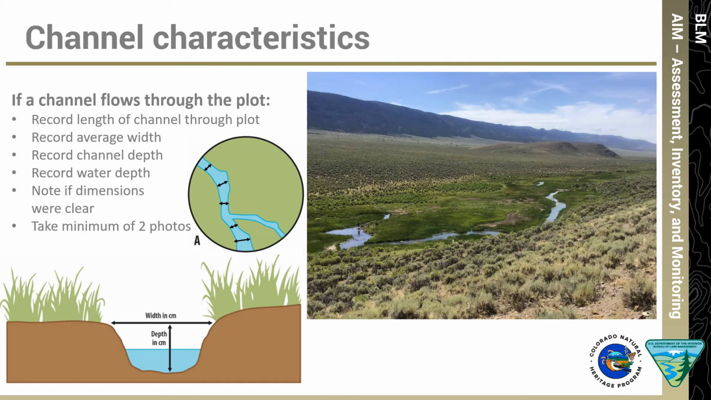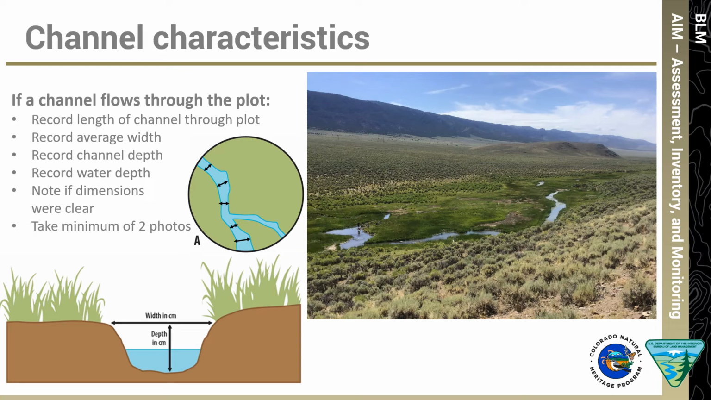If a channel flows through the monitoring plot, you will need to record its characteristics. If there are multiple channels within the plot, take measurements on the widest dominant channel. Measurements include channel length, including meanders, average channel width, average channel depth, and the depth of water within the channel. In addition, note whether the channel dimensions were clear and well defined. Channel length measurements can be checked in a GIS in the office with aerial imagery. If variable, width and depth measurements should be taken at up to 5 locations and averaged.